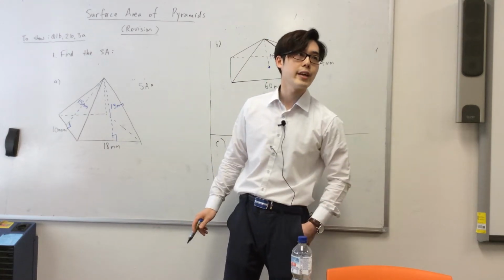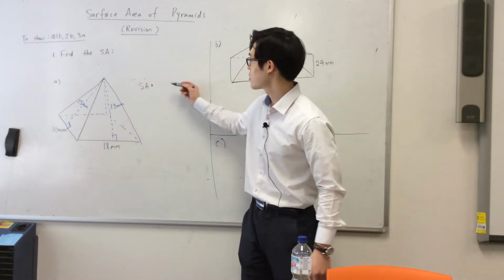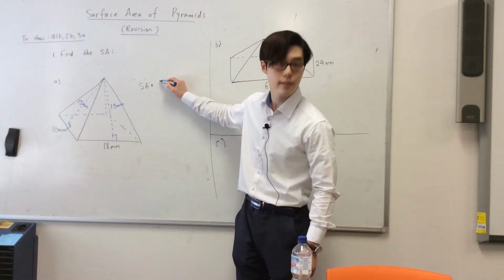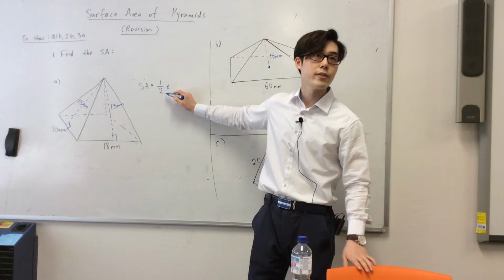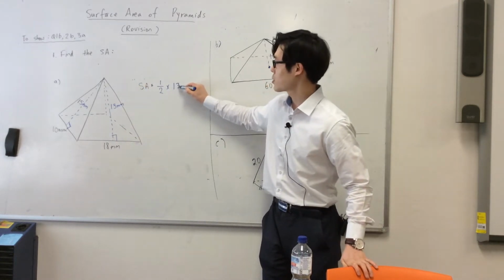Surface area means you have to find the area of all faces. So we're going to start with the triangle out in the front here. As we know, area of a triangle is half times base times height. So the area of the front face of the triangle in this case is half times 13 times 18.